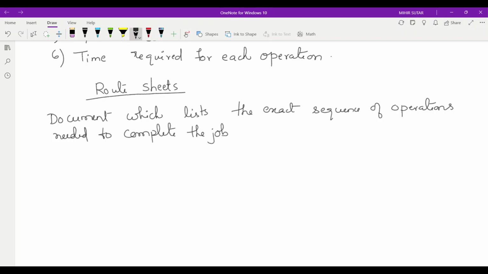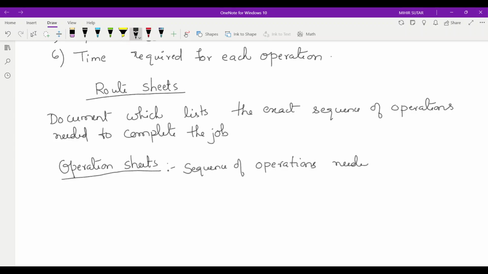Okay. So another term is the route sheet, and another term that is used along with it is the operation sheet. Operation sheets are also the sequence of operations. We cannot say exact; you can see here I have used the word exact in the route sheet. In the operation sheet it is the sequence of operations needed to complete the job. I will tell you the difference.